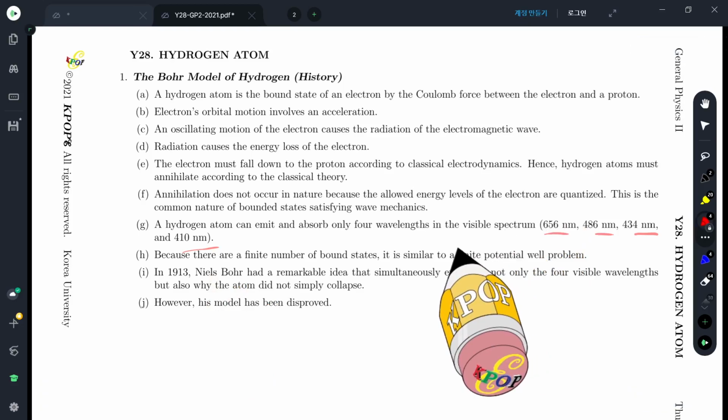So anyway, in 1913, Niels Bohr introduced a remarkable idea to explain the hydrogen atom spectrum. He proposed a very classical model. However, he restricted the angular momentum of the hydrogen atom so that multiples of the de Broglie wavelength of the electron equal the length of the circumference of the orbit.